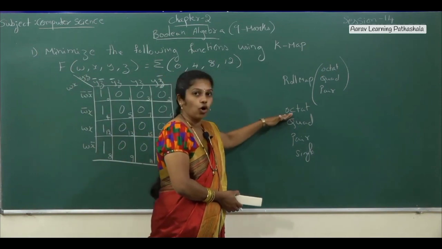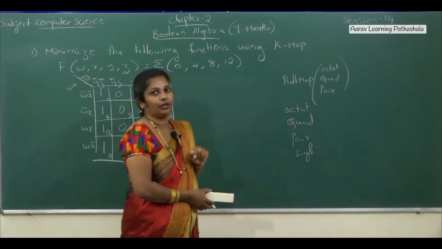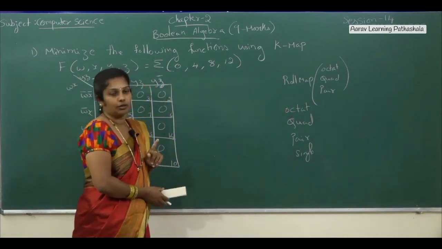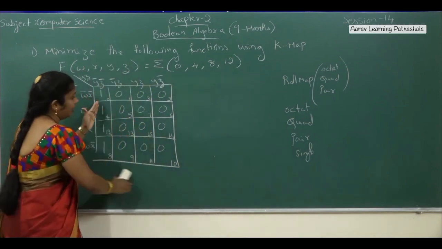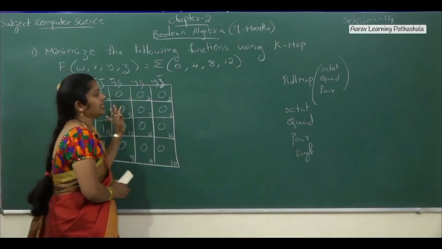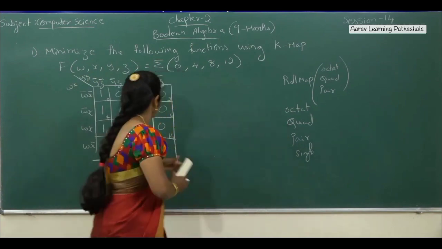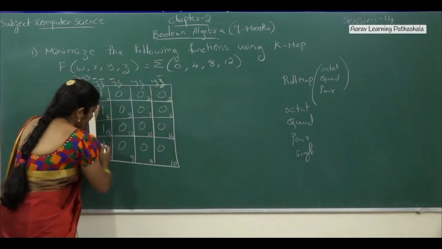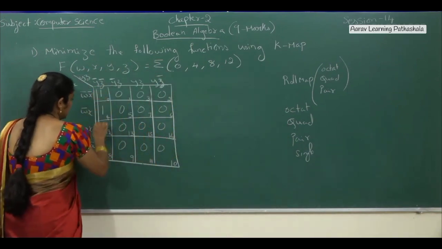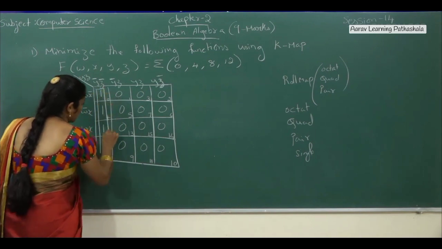Next I have to check for octet. Octet means eight adjacent 1s. I don't have any adjacent eight. Then next I have to check for quad. This is the quad. Adjacent 1s have to be combined. See here, I am making a quad here.